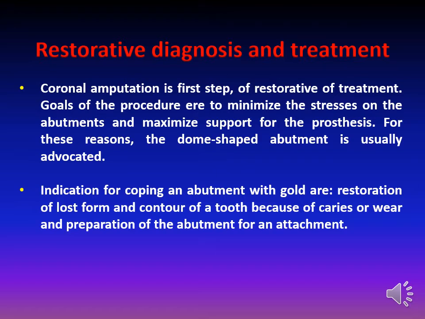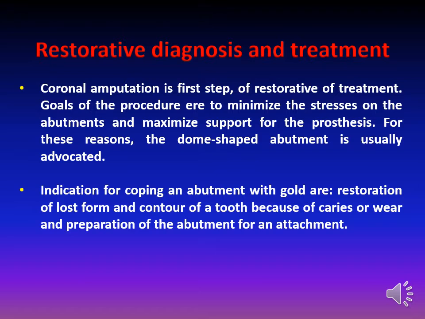Exhaustive diagnosis and treatment. Coronal amputation is the first step of restorative treatment. Goals of the procedures are to minimize the stress on the abutment and maximize support for the prosthesis. For this reason, the dome-shaped abutment is usually advocated. Teeth with class 2 degree of movement can be used, and the movement will be reduced by reduction of the crown.